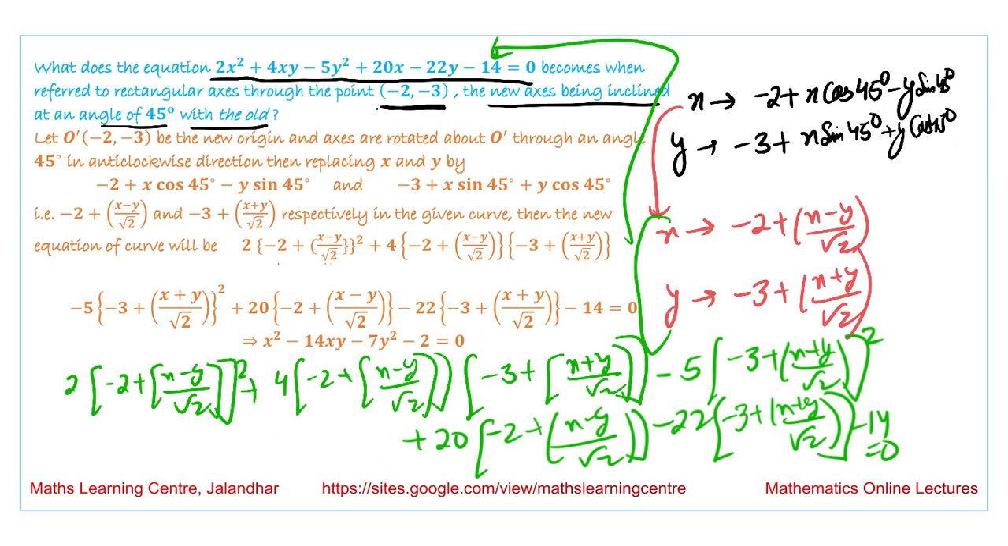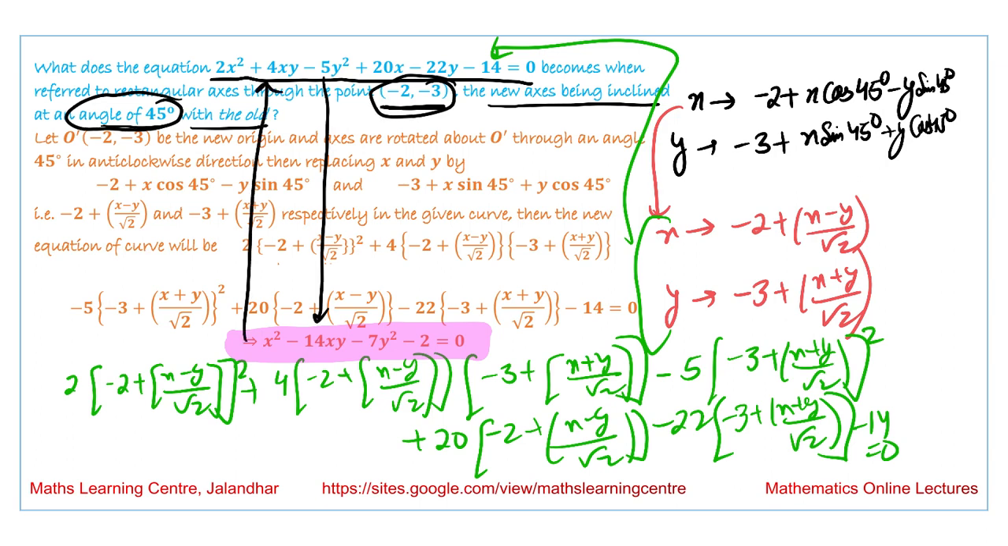And on simplifying this, the final equation you will obtain is x square minus 14xy minus 7y square minus 2 is equal to 0. So, we are saying these are the new equations obtained. We are having two kinds of transformation: one is the shifting of origin and second is the rotation of the axes. Both these transformations are applied over here and the new equation we will obtain in this form.